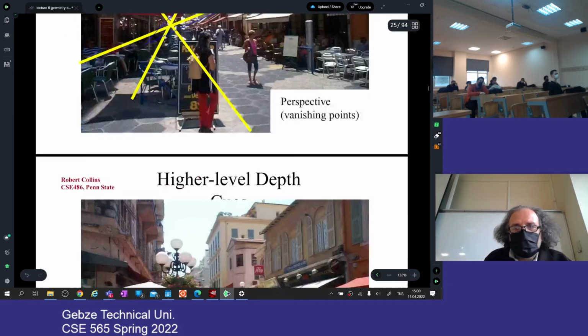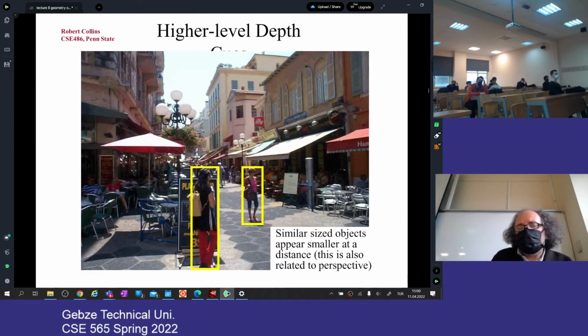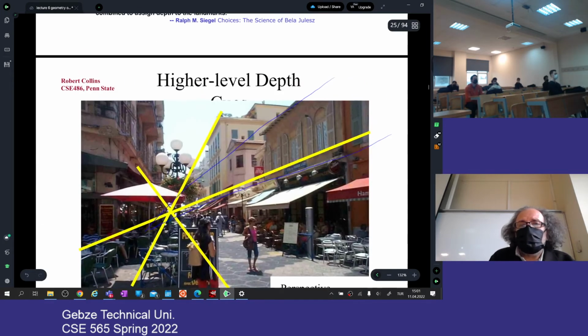The other thing is that we know this is a person and this is another person. I don't think that this person is much smaller than this person in reality, but I see this person as a smaller one because she is away from me, right? So by looking at the object sizes of similar objects, you will get this sense. For example, the chairs here are larger than the chairs over there. Why? Because this chair is closer to me. That's how I know their depths. So these are all about high level depth cues.